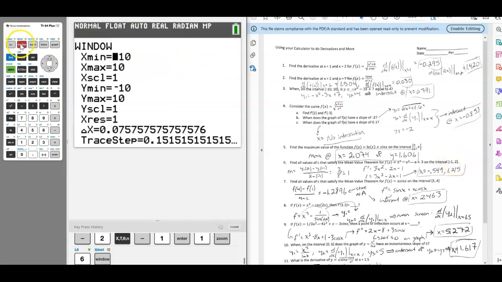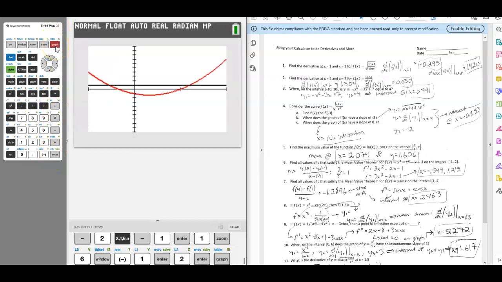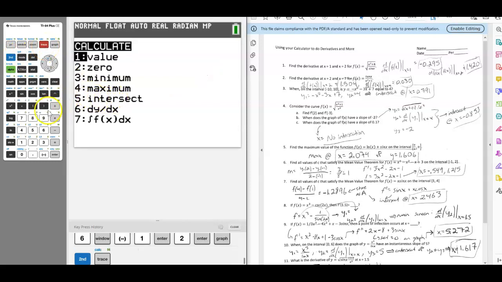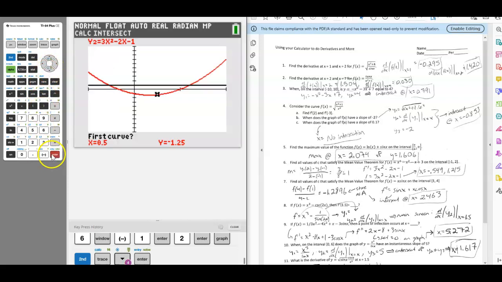So I'm going to take my window. I'm going to make the x min be the low end of that interval, and the x max be the upper end of that interval, like that. Now I'm going to hit graph, and I'm going to clearly see 2 spots right here. So I've got to report both of them. So I'm going to go second calc and calculate the intersect. Scroll down or just hit the number 5.